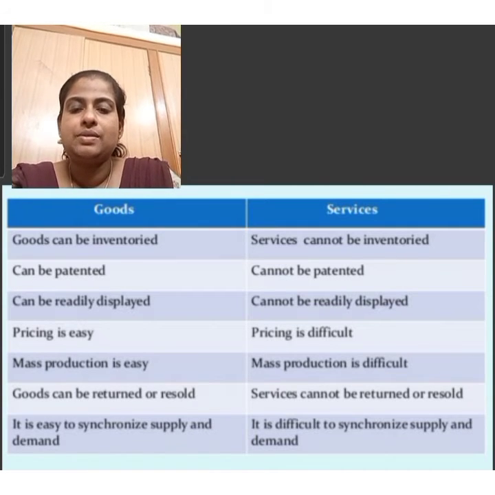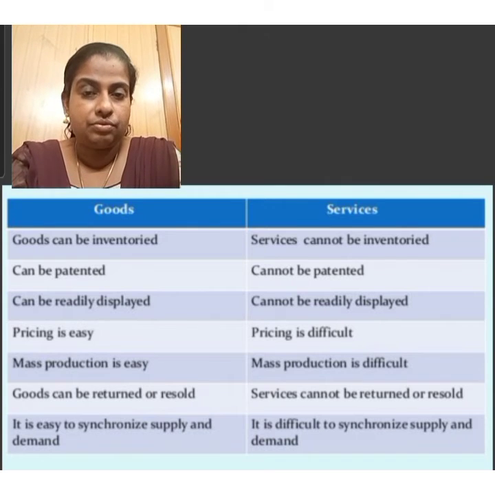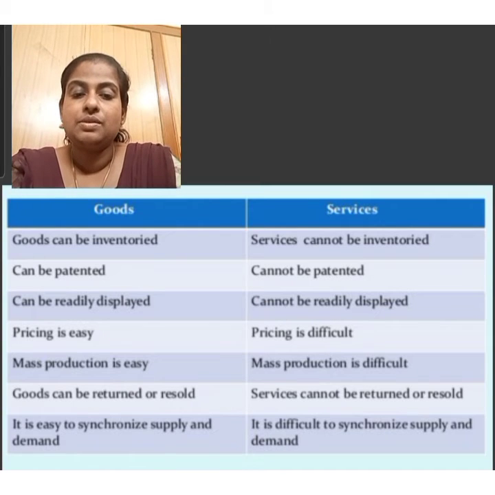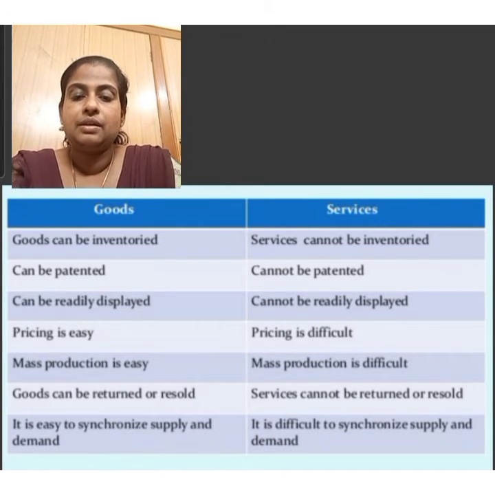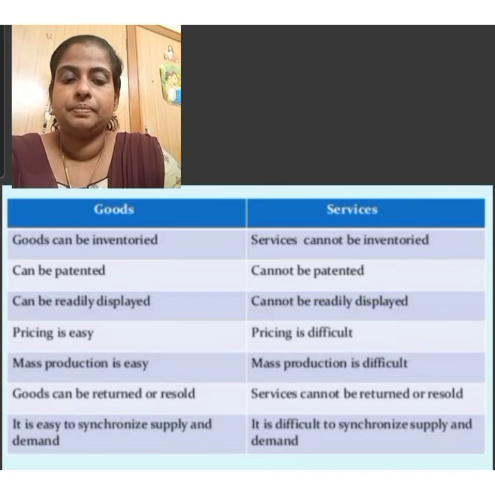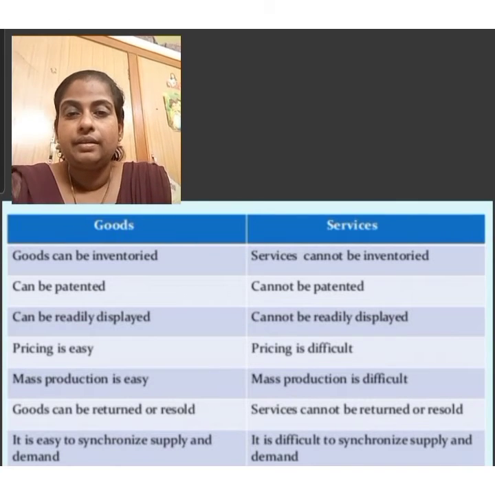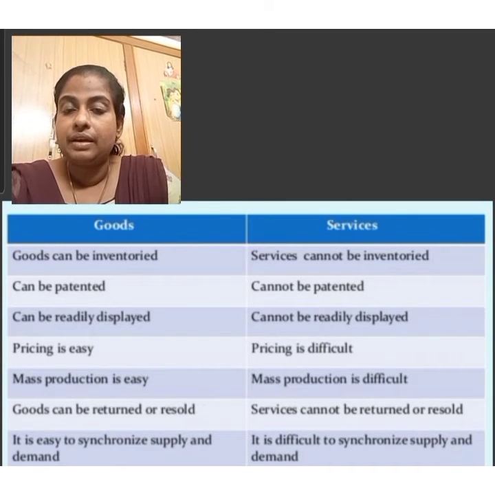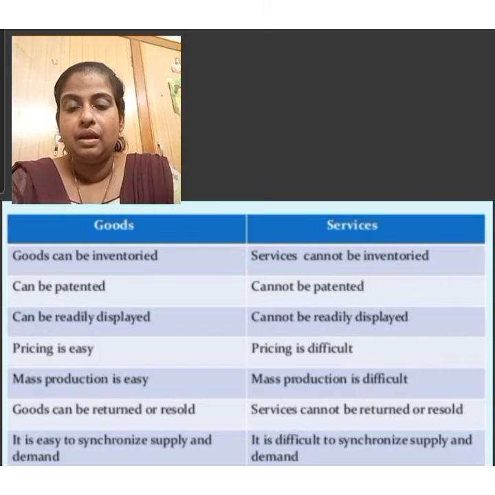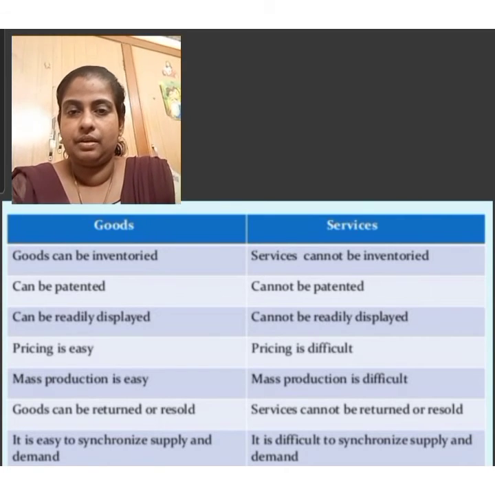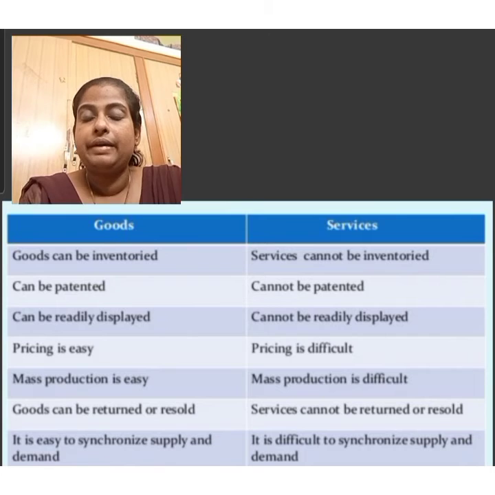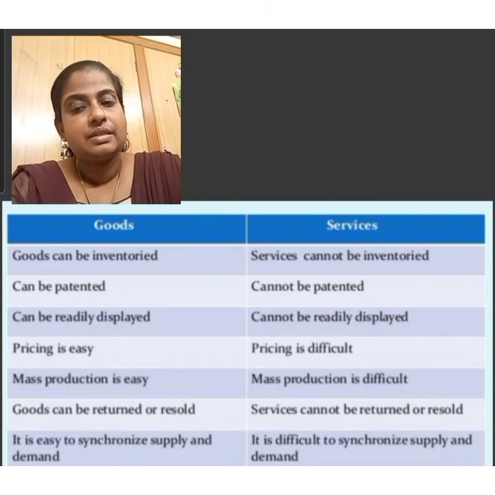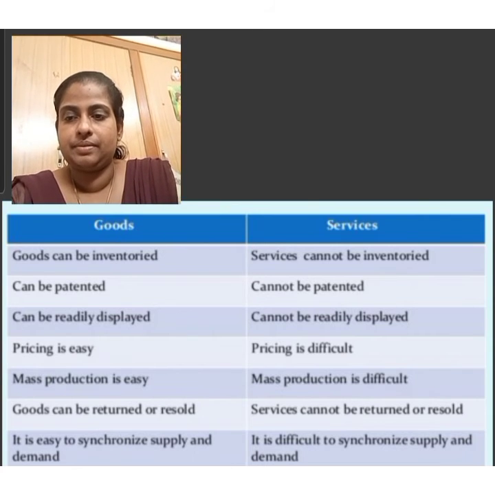It is very easy to synchronize supply and demand of goods. But it is very difficult in the case of services to synchronize supply and demand. Another point is, in the case of goods, involvement at the time of delivery is not possible. Example, manufacturing a vehicle. But in the case of services, there is participation of customers at the time of service delivery, that is, self-service in a fast food joint.